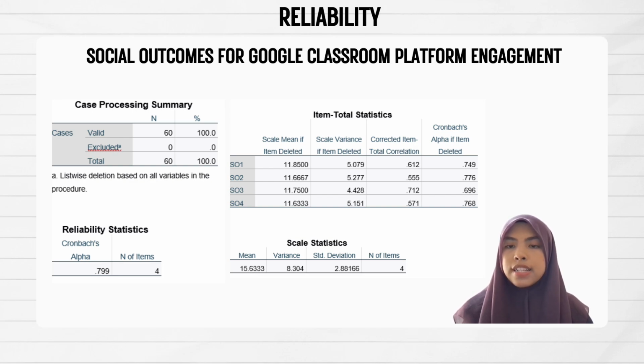The table shows the key statistics of a scale. The mean score is 15.63, indicating the average value. The variance 8.304 and standard deviation 2.88 show how spread out the scores are. The scale is made up of 4 items.